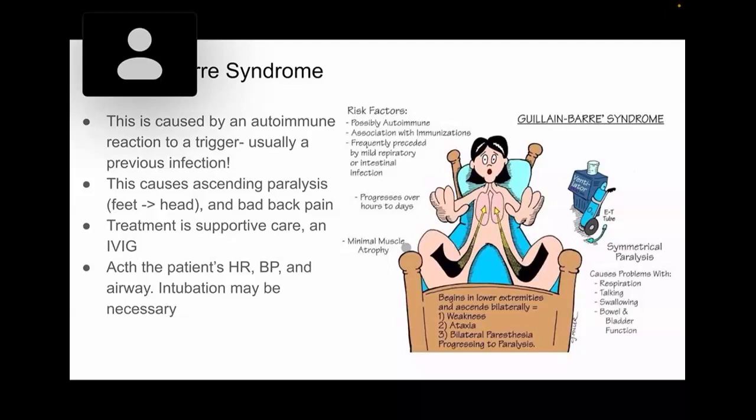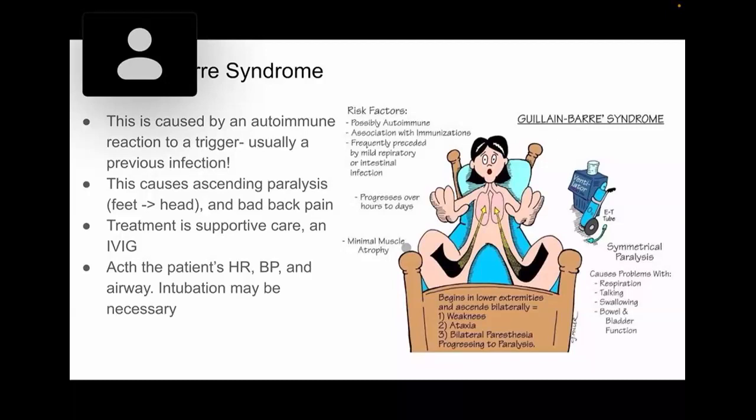This is caused by an autoimmune reaction to a trigger, and not necessarily a specific trigger, though. Usually with Guillain-Barré, the patient has some sort of viral infection, their body fights off the infection, but instead of normally fighting off the infection, the body kind of gets triggered into overdrive. They will present with ascending paralysis, really, really bad back pain. Okay. This can progress pretty rapidly.